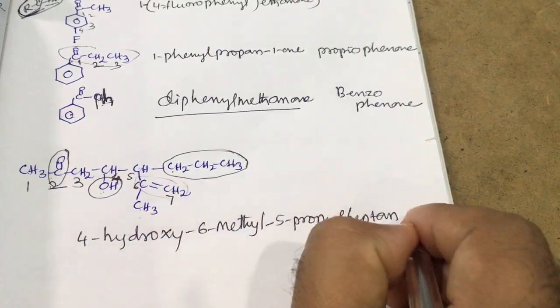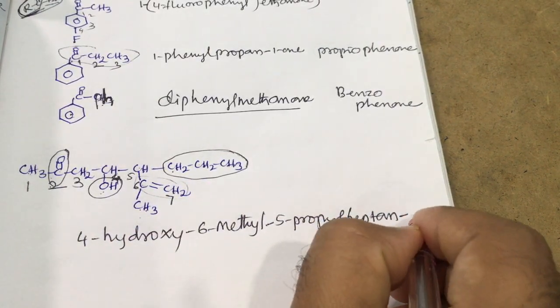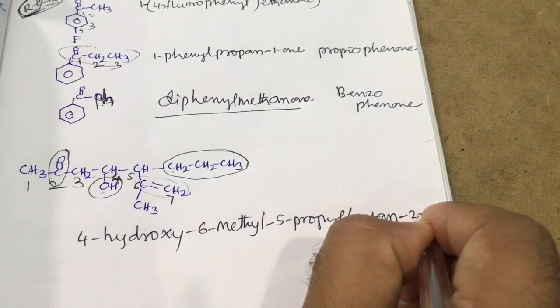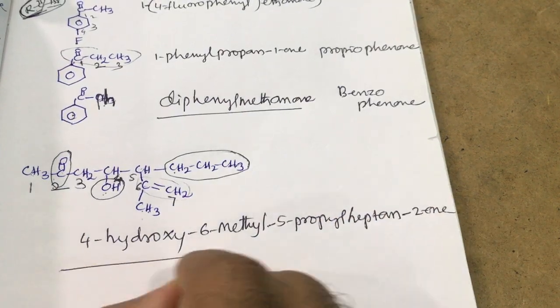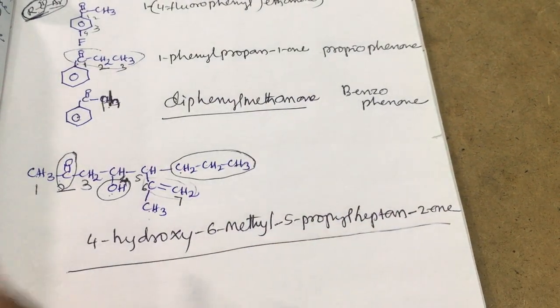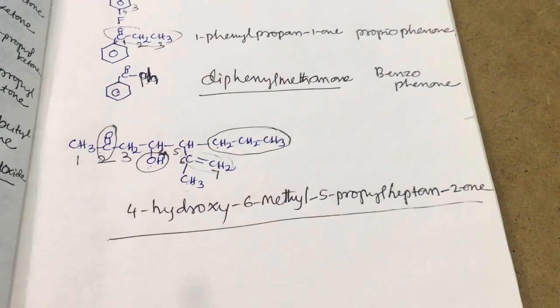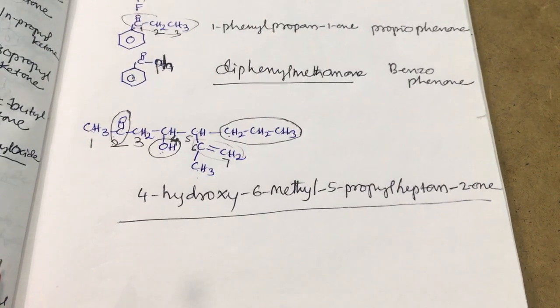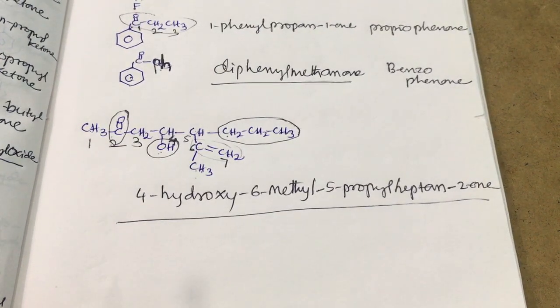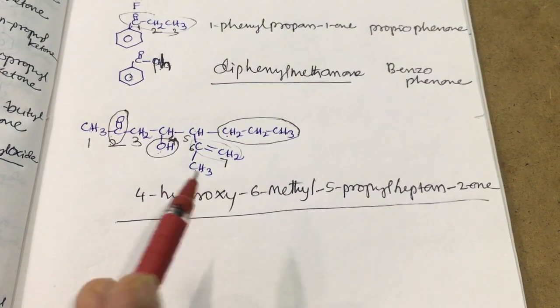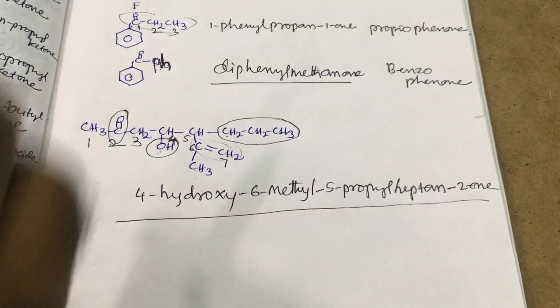Heptane: remove the e and add -one, and indicate its position, that is 2-one. So this is a very important question for the competitive exam part. Like this, maybe not exactly this one, but this type of question will be asked. I hope I have given the maximum number of compounds' IUPAC names which are given in the textbook, and some others also. I hope you understand well. Thank you very much.